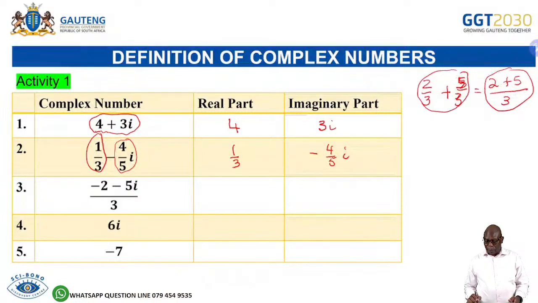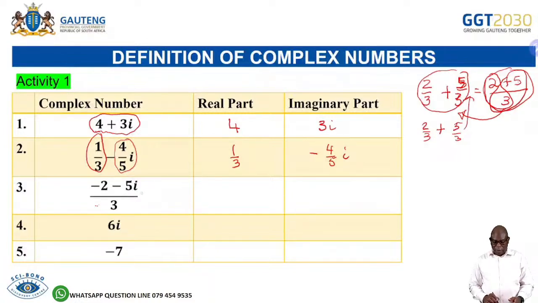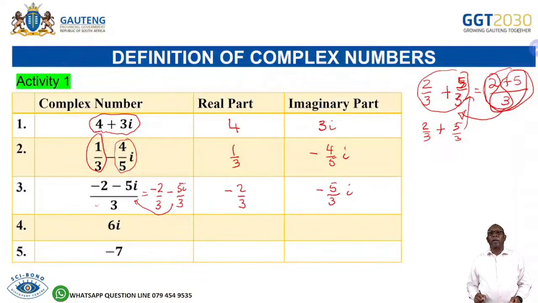So if I want to take it back there, what should I do? I must say 2 over 3 as it is, and then 5 over 3. So the plus sign will come here, then we'll have 5 over 3. So I'm back there. The same principle will also apply here. So in this case, I'm going to have negative 2 over 3 minus 5i over 3. So this and that will be the same. Then I can write down which one is the real part and which one is the imaginary part. The real part will be negative 2 over 3, and the imaginary part will be negative 5 over 3 i. Write it like that.